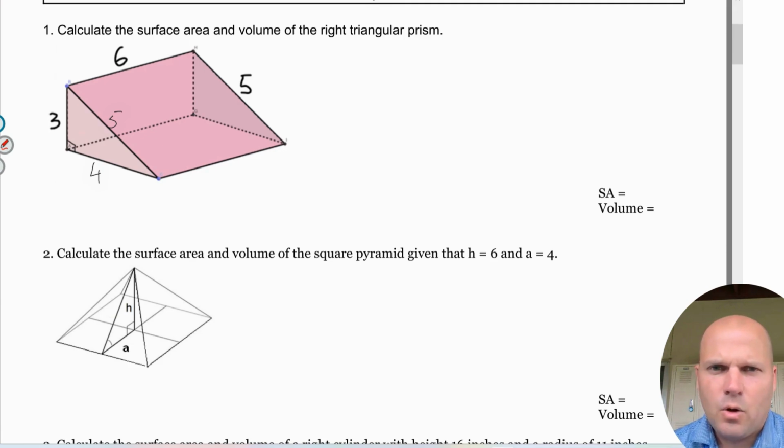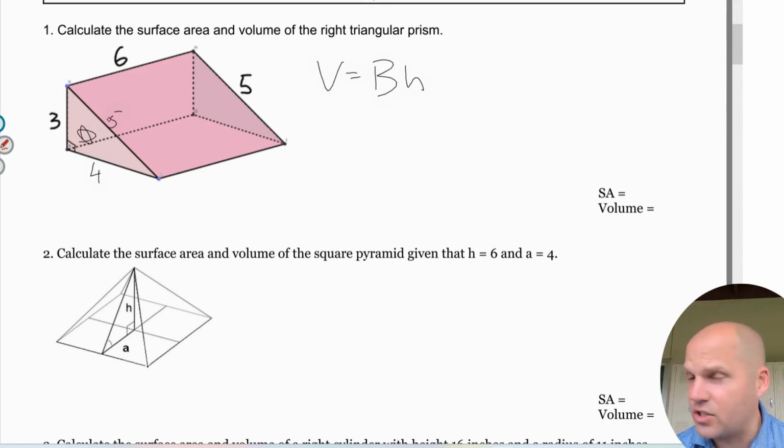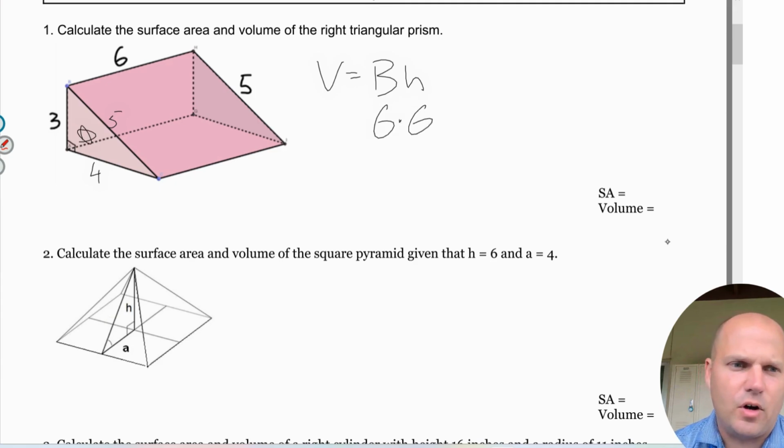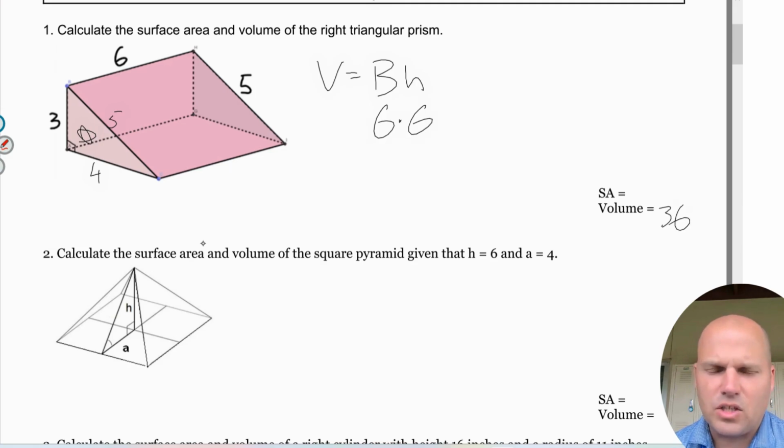Okay. So we have the volume, which is the area of the base times the height. The area of the base is the area of this triangle, which is 6. So I have the area of the base times the height. My volume's 36. What about the surface area?